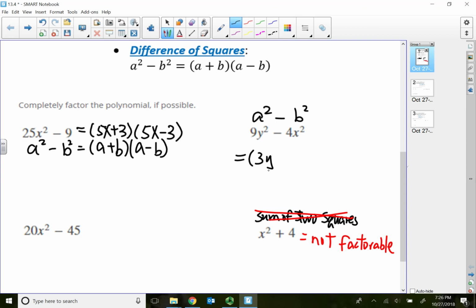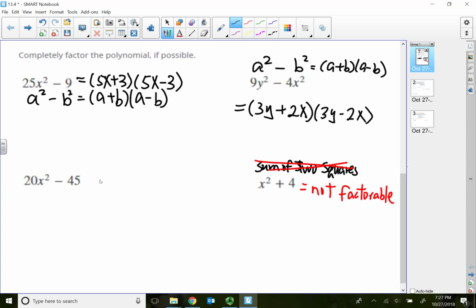So my answer needs to look like a plus b times a minus b. My a is 3y. My b, before 4 was squared, must be 2, and before x squared must be x. So my a is 3y, my b is 2x. My answer is 3y plus 2x times 3y minus 2x. I normally put the plus in the front, minus in the back, but you can have them reversed. The answer is still the same.